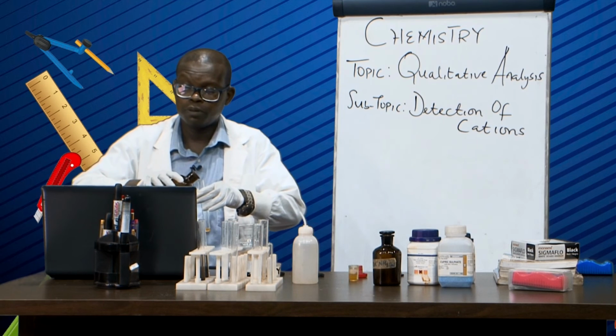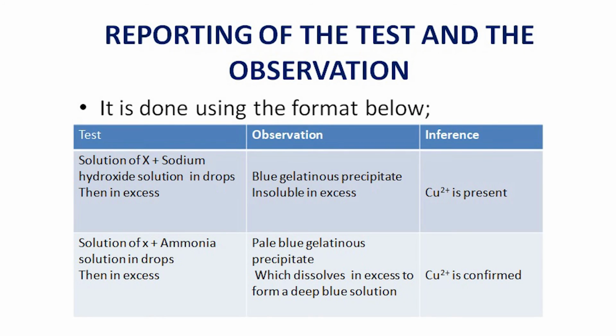So let's try ammonia with the second portion. Add it in drops. Let's go to our table that you are going to see on the screen, at least to give us the summary of what we have done so far. I still put what we did last week there because it's a continuous topic. All right. You will see X plus sodium hydroxide in drops and then in excess. At least you can see the observation and the inference. The same way with letter Y. The observation, I believe you have seen it, and the inference. Letter G, and so on.